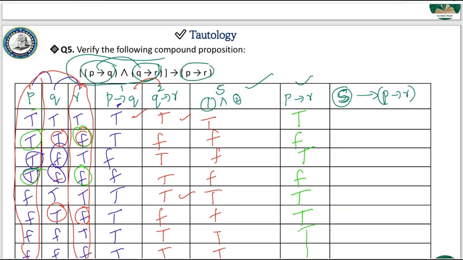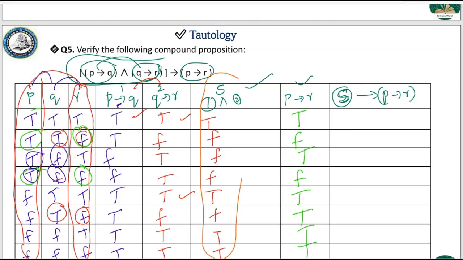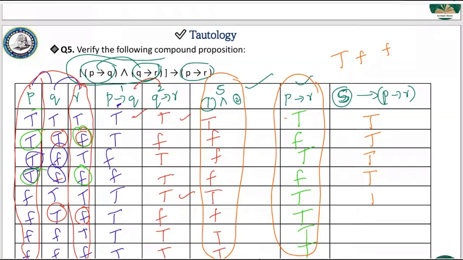Now the last one is S. Next we'll be checking the condition for S and P implies R. So now we are checking again. It is an implication, so it is F only for T and F. We'll just check if there is T and F. We don't have this condition. So if it is not F, then it will be T for all. Since all the values are T, it is a tautology.